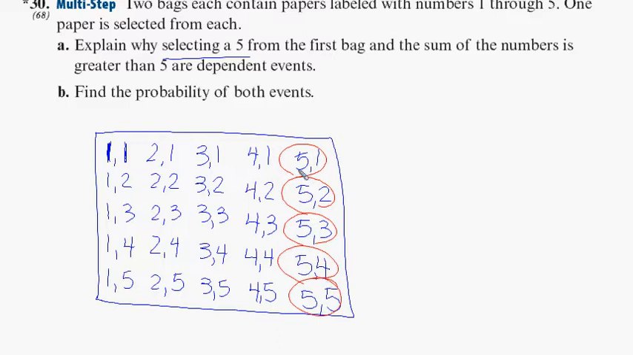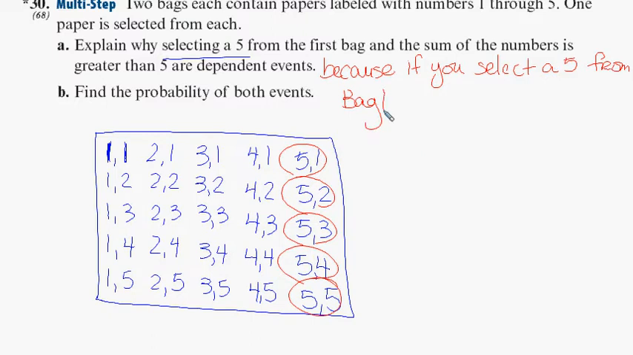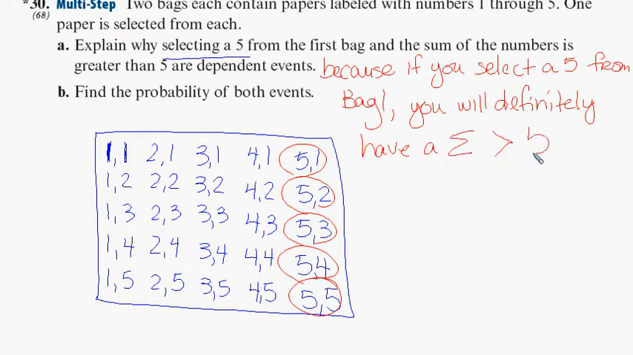Because if you have 5 for this one, all of these in this last column here are going to be greater. The sum of the numbers is going to be greater than 5. Okay, so let's just articulate that here like this. Because if you select a 5 from bag 1, you will definitely have a sum that is greater than 5. All right, that's pretty straightforward, I hope.